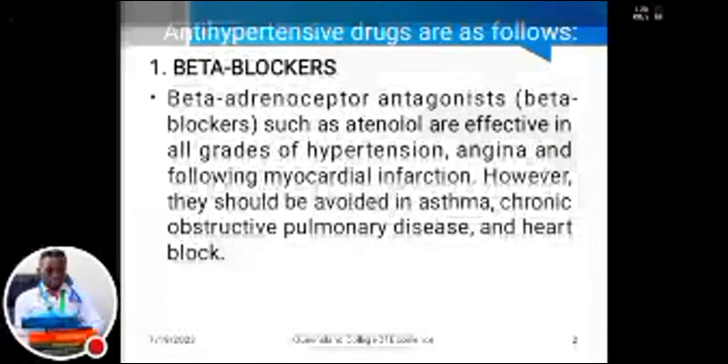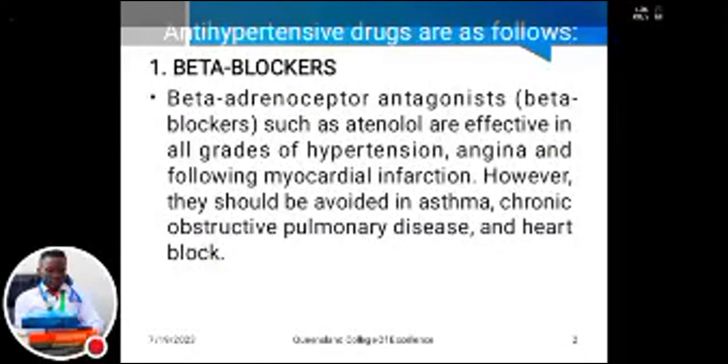And also the level of their libido, that is their sexual appetite, reduces. Why? Because the blood volume has now increased. These receptors that usually stimulate certain hormones no longer function, so that will usually happen. However, beta blockers should be avoided in asthma. If a person has asthma, you should not give beta blockers.